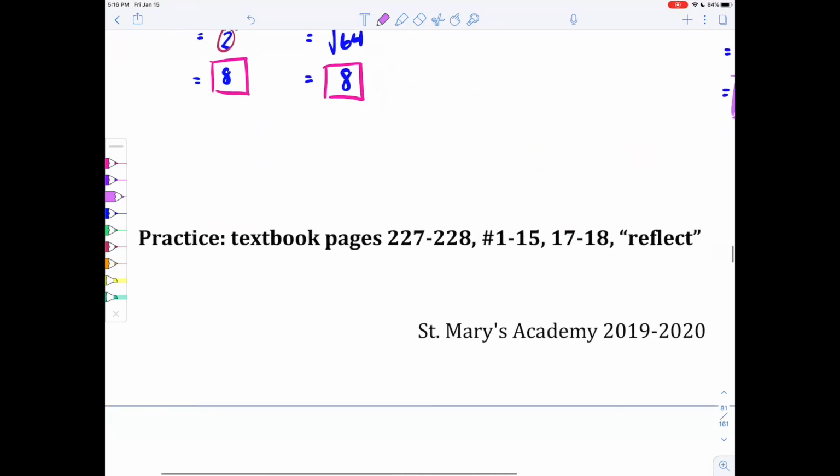So in the textbook, there are some questions that you would be able to do with all of your newly acquired skills. This reflect here doesn't just mean for you to sit and reflect on your learning, although that is suggested. But there is a portion of the textbook that has a section called reflect, and that just indicates that you should maybe do it. You'll find it somewhere after question 18. I'm not sure exactly where, but it's in there.